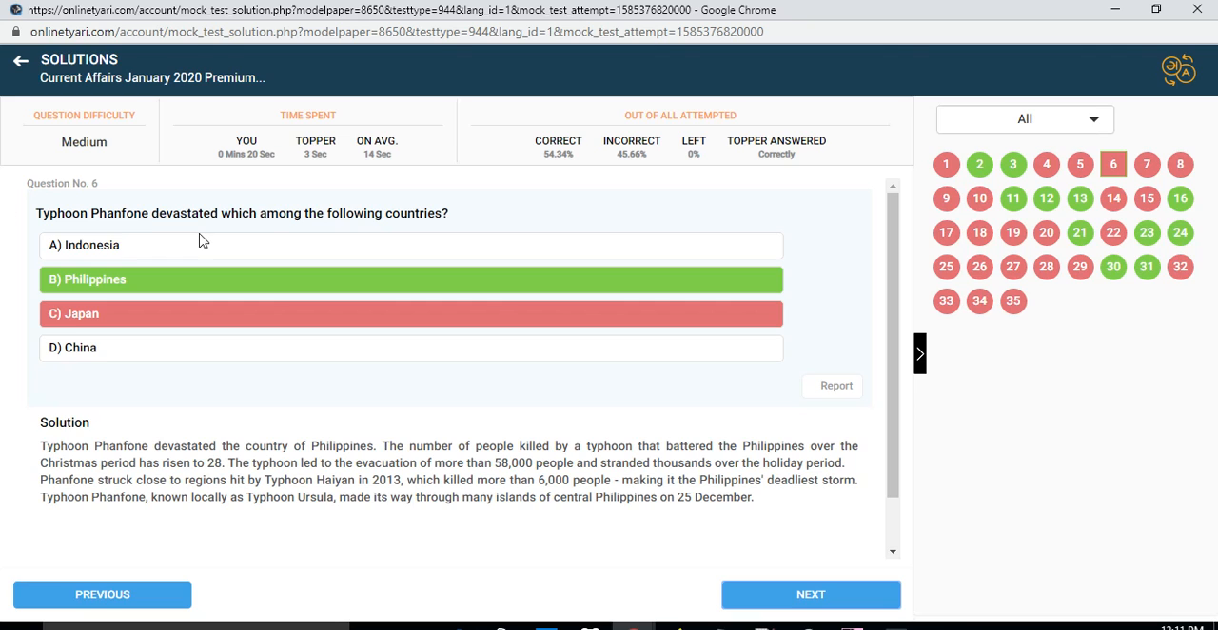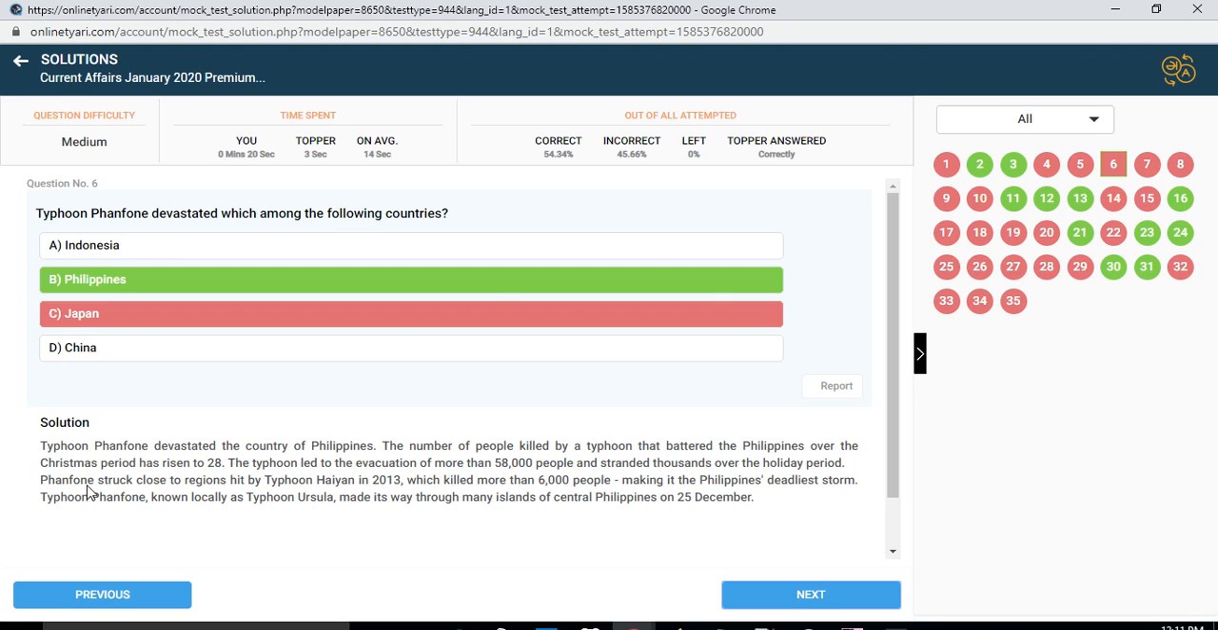Typhoon phenomenon devastated some of the following countries. Philippines. Typhoon phenomenon devastated the country of Philippines. The number of people killed by the typhoon that battered the Philippines over the Christmas period has been raised to 28. It has led to the evacuation of more than 58,000 people and stranded thousands during the holiday period.